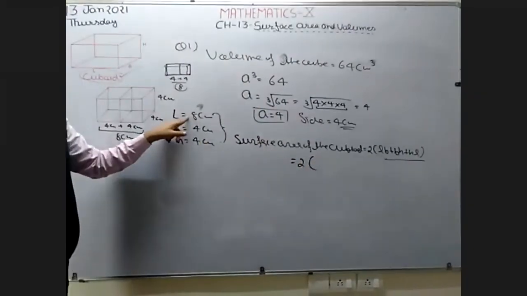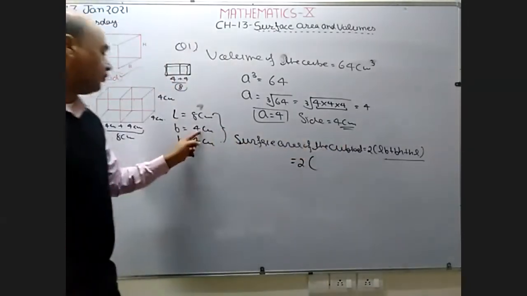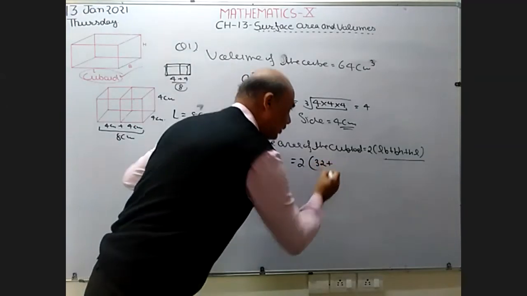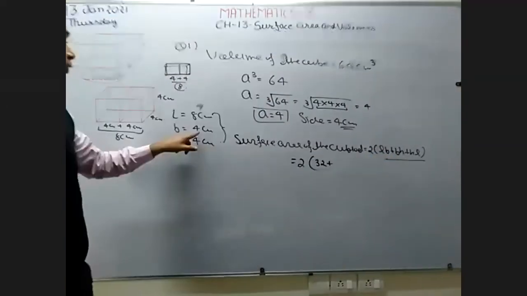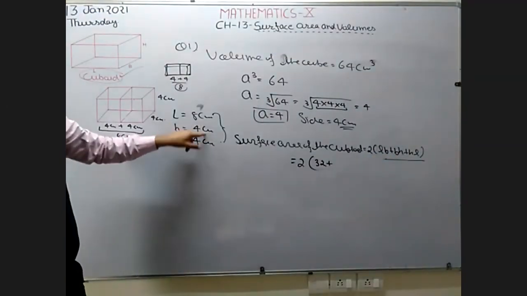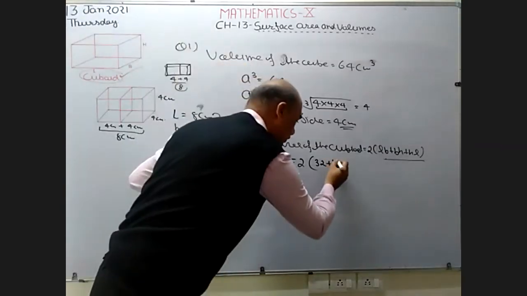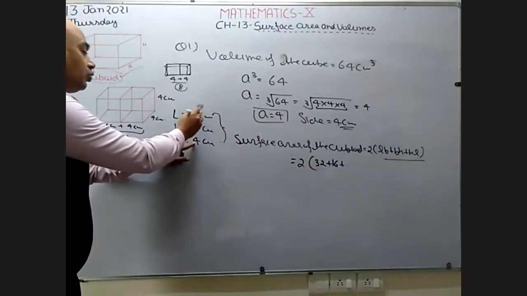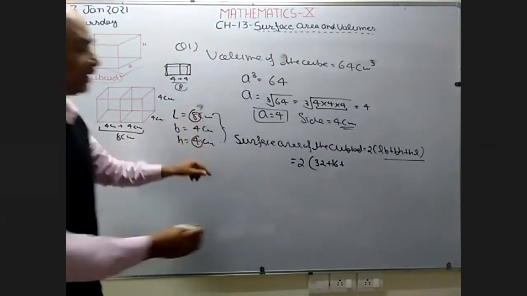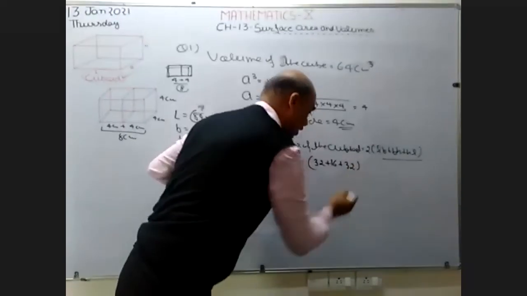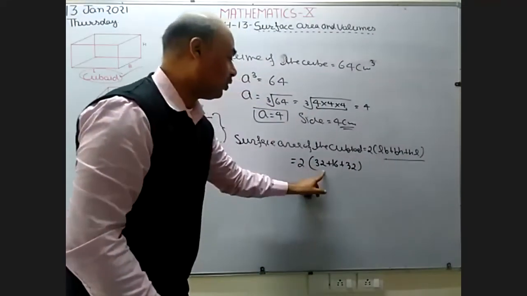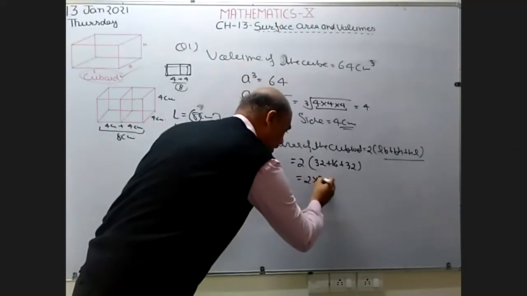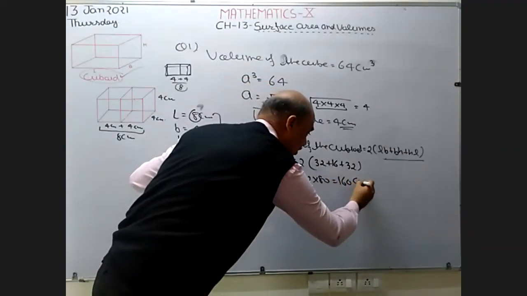What is L? 8. What is breadth? 4. 8 4s are 32. So I write here 32 plus B into H. What is B? 4. What is H? 4. 4 4s are 16. So I write here 16. H into L. H is 4, L is 8. So 8 4s are 32. Right here 32. Now 32 plus 32, 64. 64 plus 16 is going to be 80. So 80 into 2 becomes 160 centimeters square.